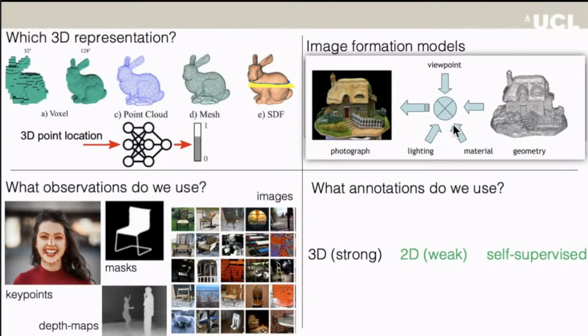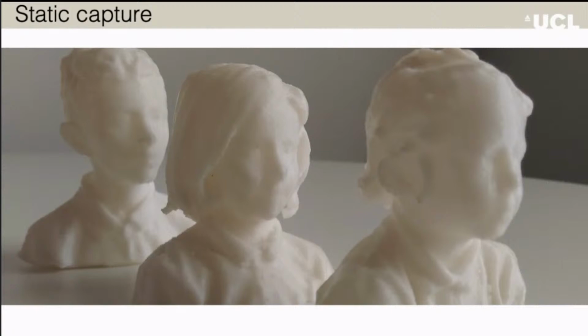But so far we've just talked about capturing a static world, where all of the views that we have are representing exactly the same geometry. The geometry is not changing over time. But in many cases, what we actually want to capture is the dynamics. Here you can see some 3D scans. These are actually my children a few years ago when they were little. We went round and captured them with a Kinect camera.